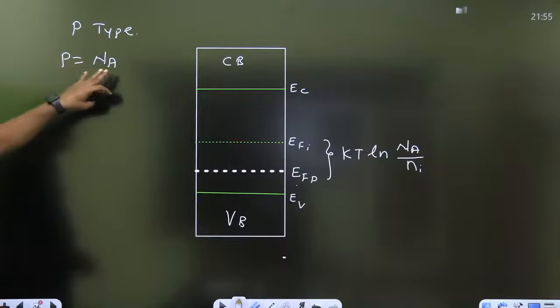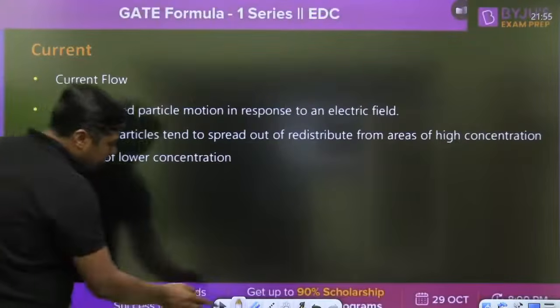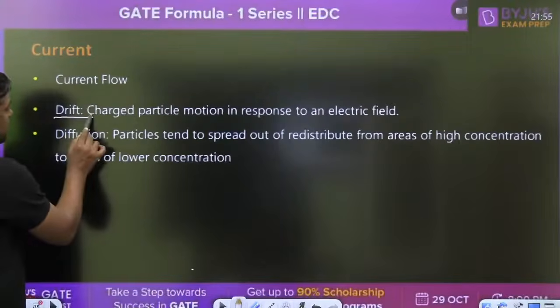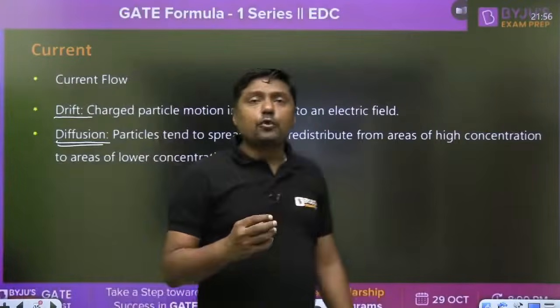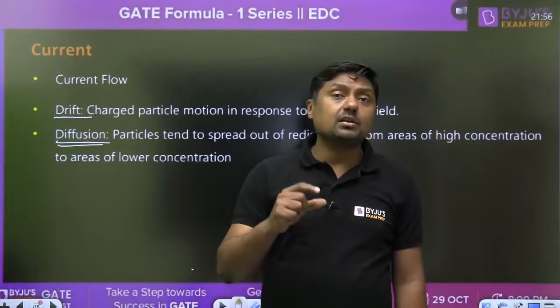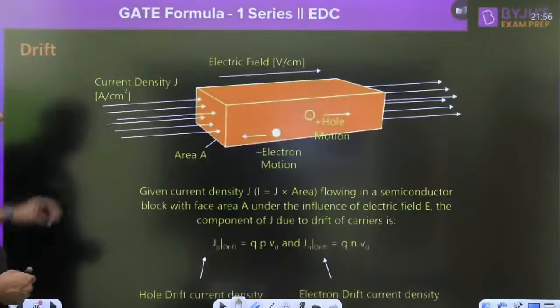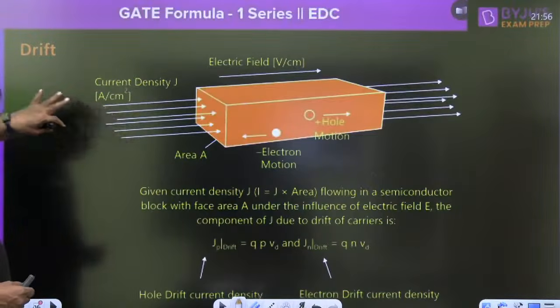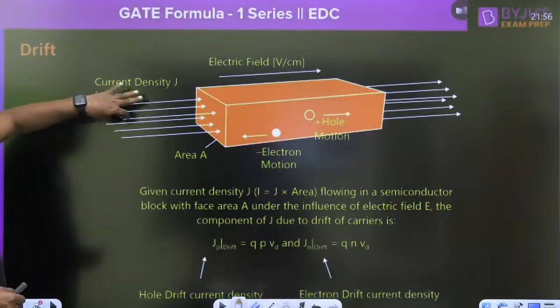Then this is the P type, this is the Na, so that is the KT log of Na by Ni, that is the gap. Now current, we are having two types of current. Normally we are dealing with the drift and in what? Diffusion. Drift means under the influence of electric field, and diffusion current basically because of concentration gradient. So what is the concentration gradient here? So normally we are expressing the current in what? In the form of current density.